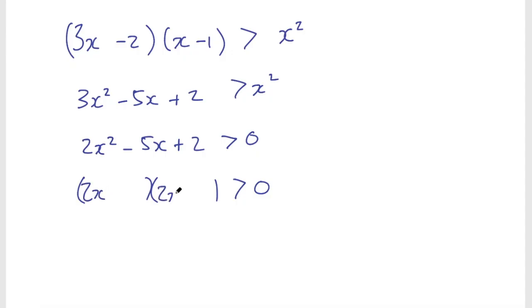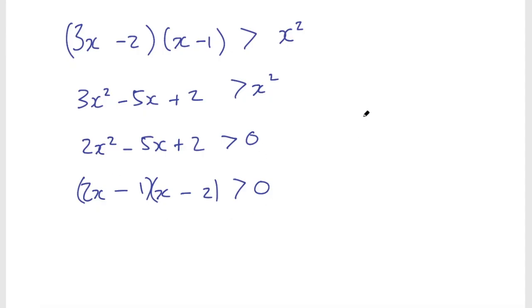and this becomes 2x and x, 2x and x, and then we need 2 factors of 2. Well, the only thing they could be is 2 and 1, and they need to equal minus 5x, so they must be both negatives.